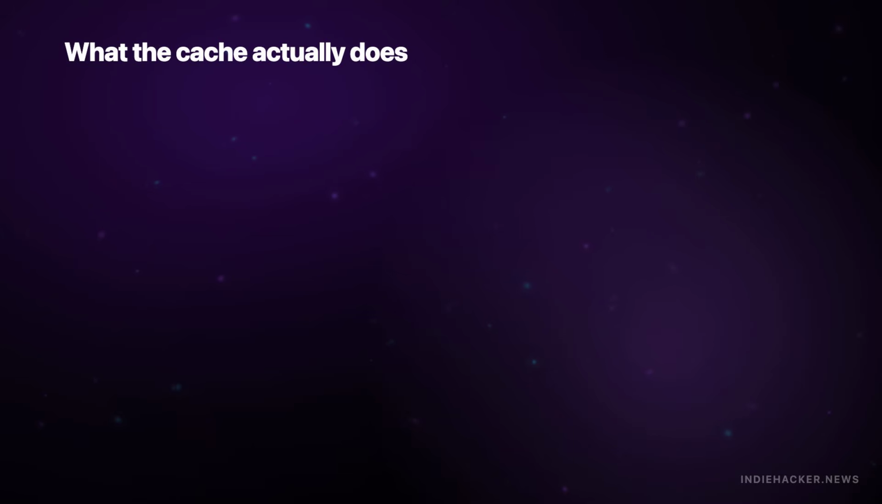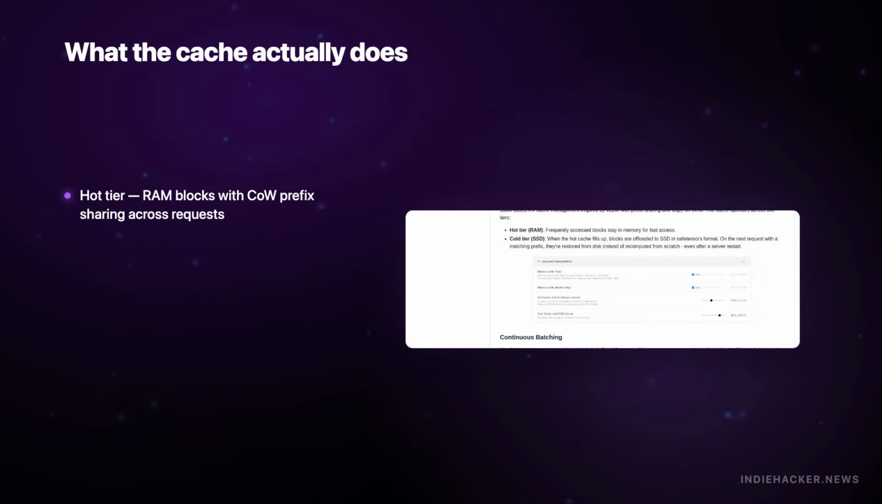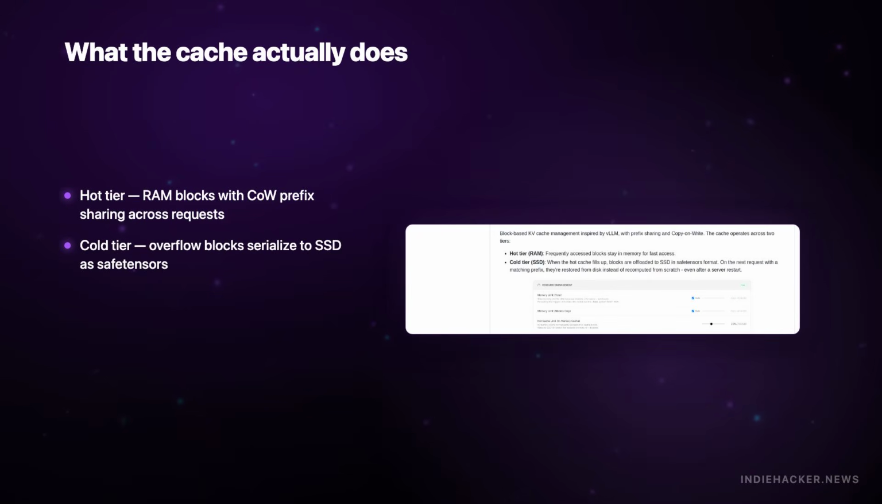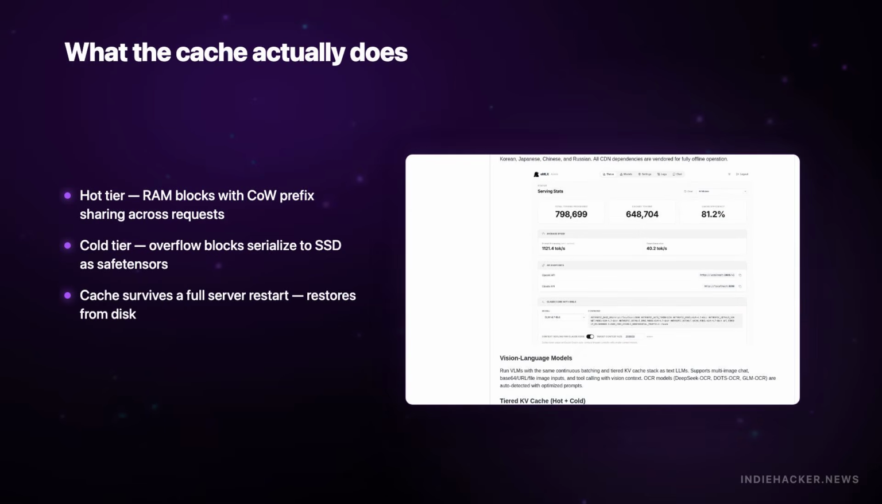Let me explain what the cache actually does, because this is the whole reason the project exists. The hot tier is block-based key-value cache that lives in RAM. Prefix sharing across concurrent requests happens through copy on write, the same trick vLLM uses on CUDA. The cold tier is the part nobody else has. When the hot cache fills up, blocks get serialized as safetensors and written to SSD. The next request with a matching prefix restores from disk instead of recomputing the whole context. The cache survives a full server restart. Which sounds small, but it's the difference between coming back to a conversation tomorrow morning and waiting 90 seconds for prefill, or coming back and getting your first token in roughly 1.